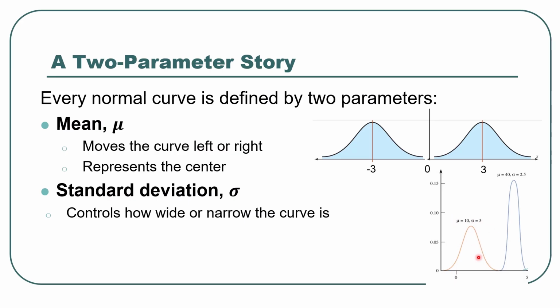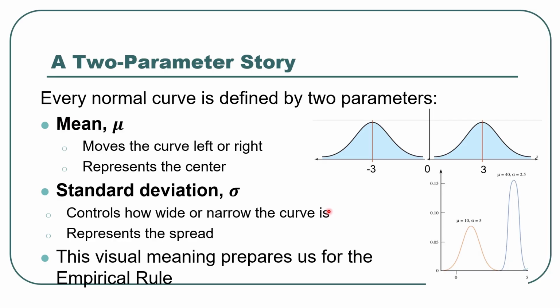And notice here the difference is not just in the mean, of course, because the mean here is 40, so it's shifted more to the right than the first one, which has a mu, or a mean, of 10. However, the shape, narrow and wide, depends on the value of sigma. Here it's 2.5, so more narrow, and here it's 5, so it is wide. And again, it represents the spread. So this visual meaning is important because everything we do next depends on these two parameters.